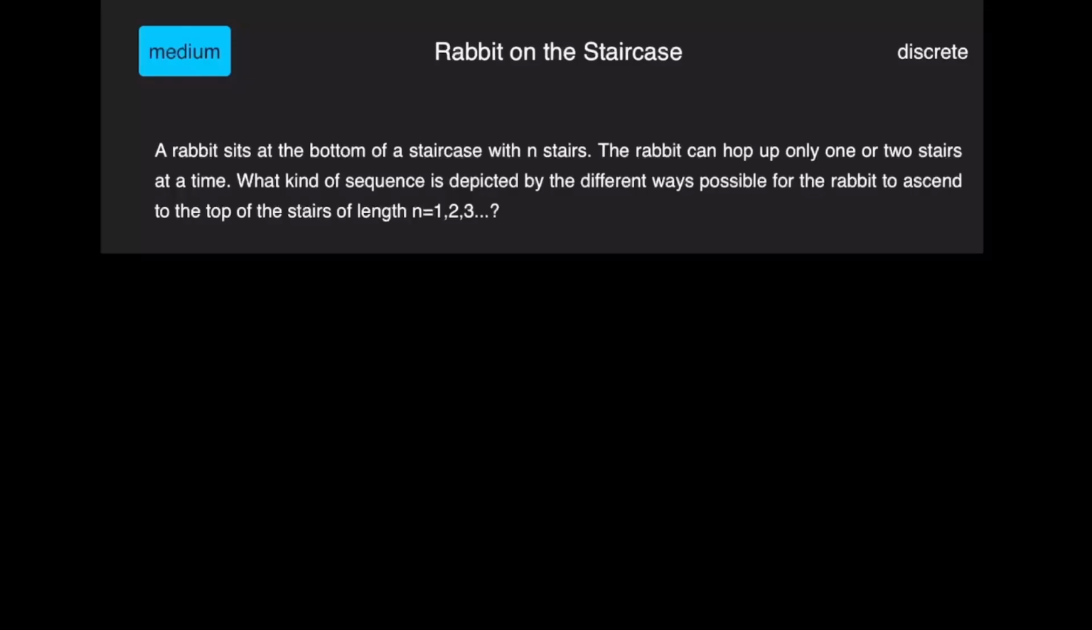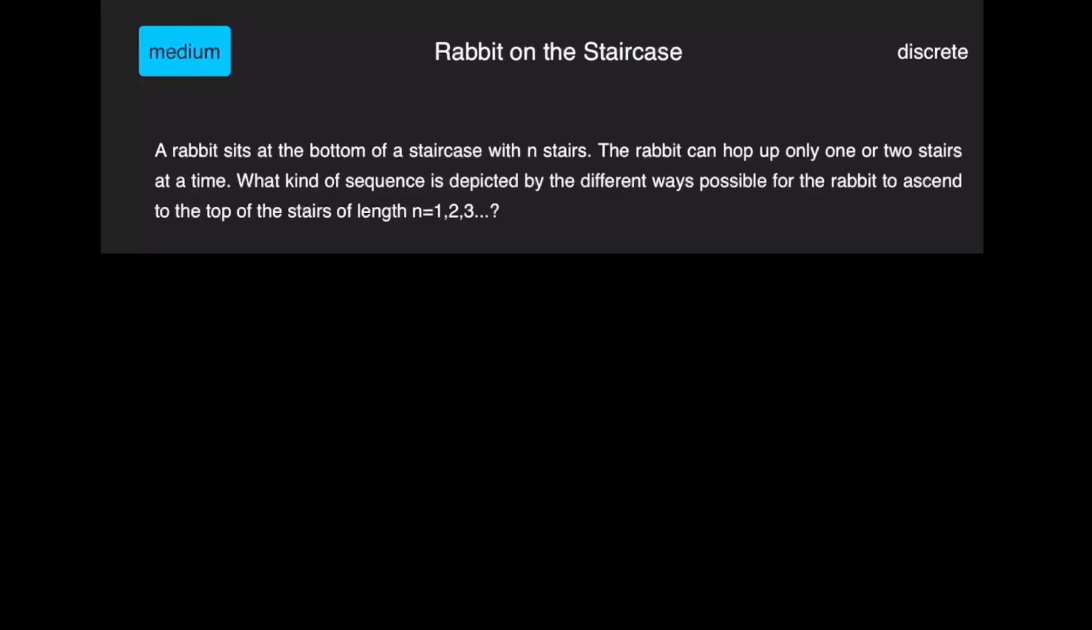Today we're doing another Brainstellar Quant puzzle. This one is called Rabbit on the Staircase. It's a medium problem, of discrete math type, and I'll let you guys go over it once first. So the question is kind of confusing, as in you might not understand what exactly is asked of us.